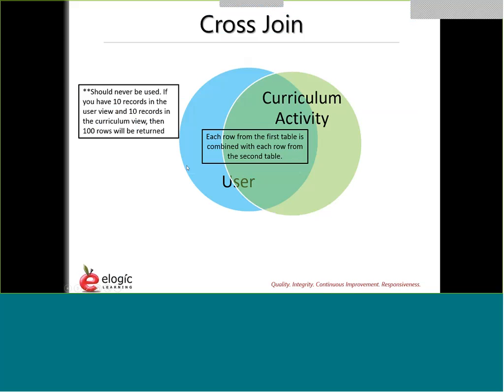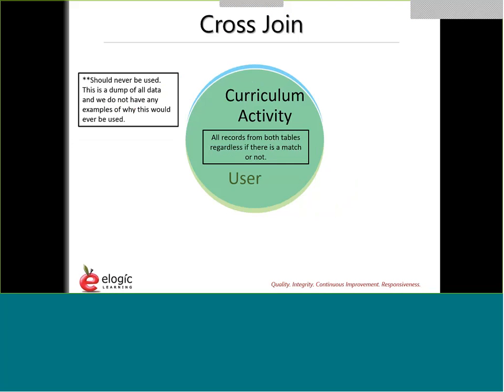So a cross join is taking each row from the first table, so we took each row from the user table, and then each row from the second table, curriculum activity. So it would combine them row by row. So for instance, if you had 10 records in the user table and 10 records in the curriculum table that matched, it would present you 100 rows for that one piece of information you're trying to find. So again, we don't suggest this. It's going to give you multiple rows of information that will probably be more confusing than helpful.